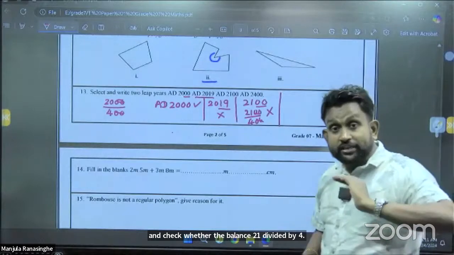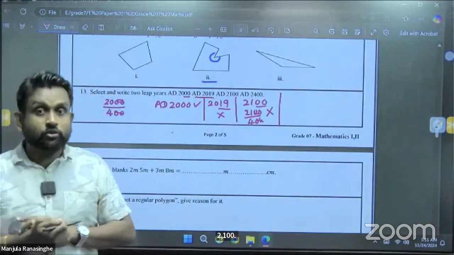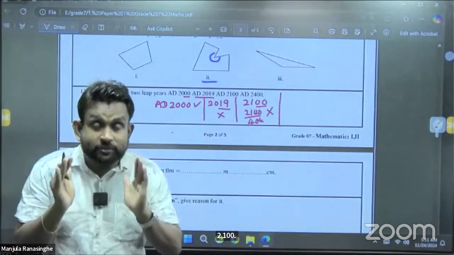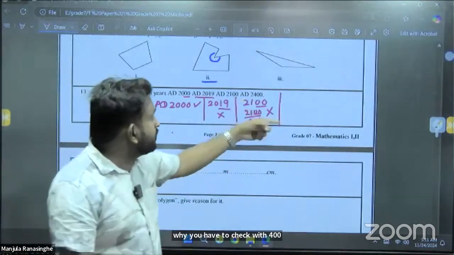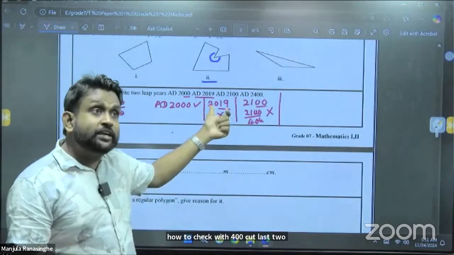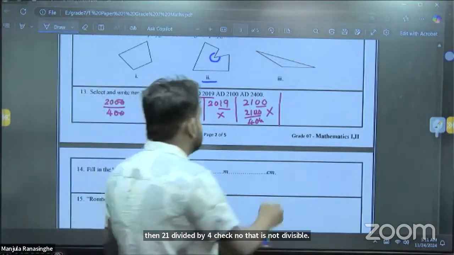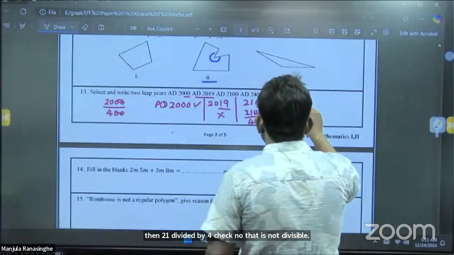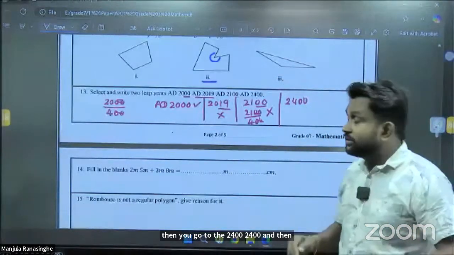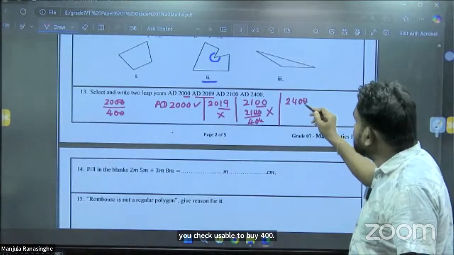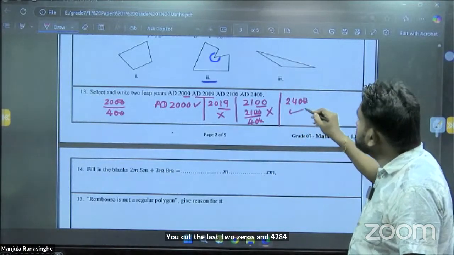Many students mark 2100 as a leap year. No, that is wrong. Why? You have to check with 400. Cut the last two zeros, then 21 divided by 4. No, that is not divisible. Then go to 2400 and check divisibility by 400. Cut the last two zeros and 24 divided by 4 yields exactly 6. So that is a leap year.